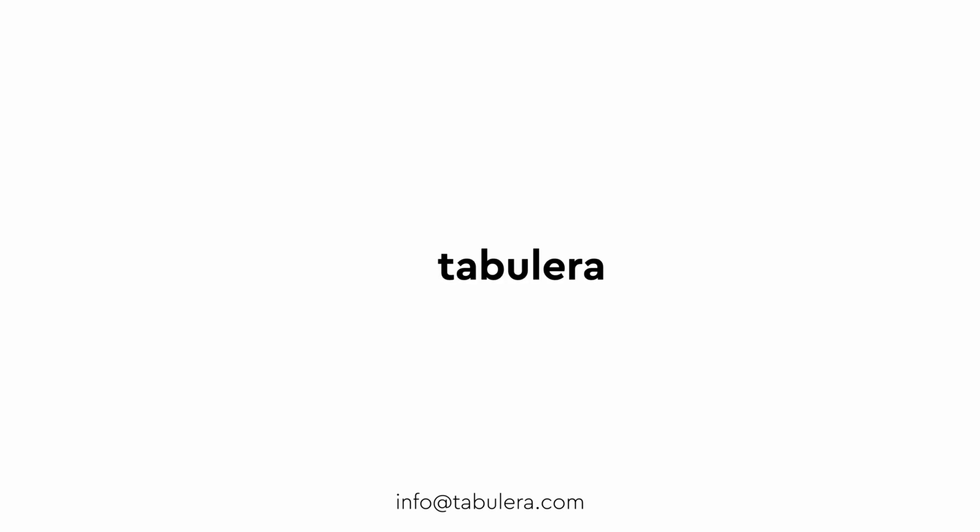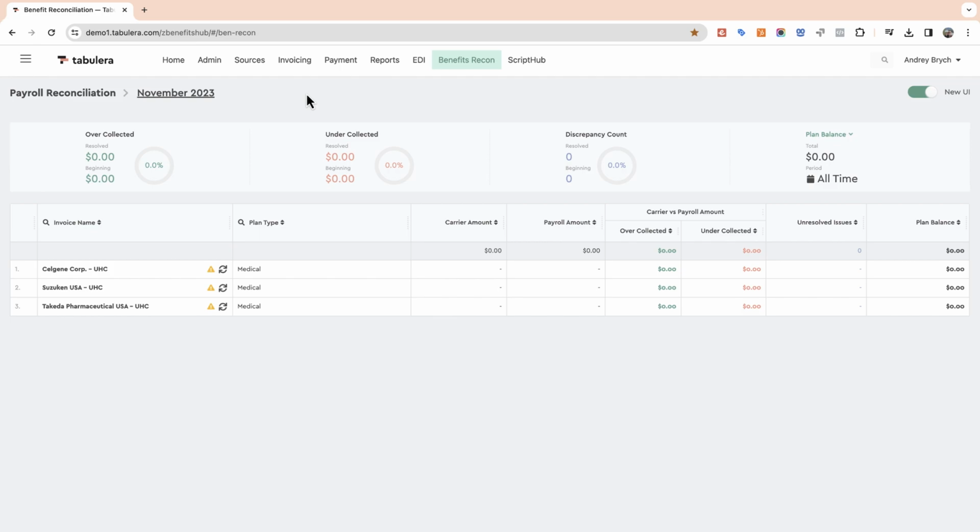Welcome to a demonstration of the Tabulera Benefits Reconciliation Module version 3.1, a powerful and versatile tool designed to cater to the needs of employers managing a single plan or outsourcers overseeing hundreds or thousands of client plans. This latest version empowers you to pinpoint discrepancies in payroll, enrollment, COBRA, and carrier invoices more efficiently, and resolve any issues within your underlying systems.